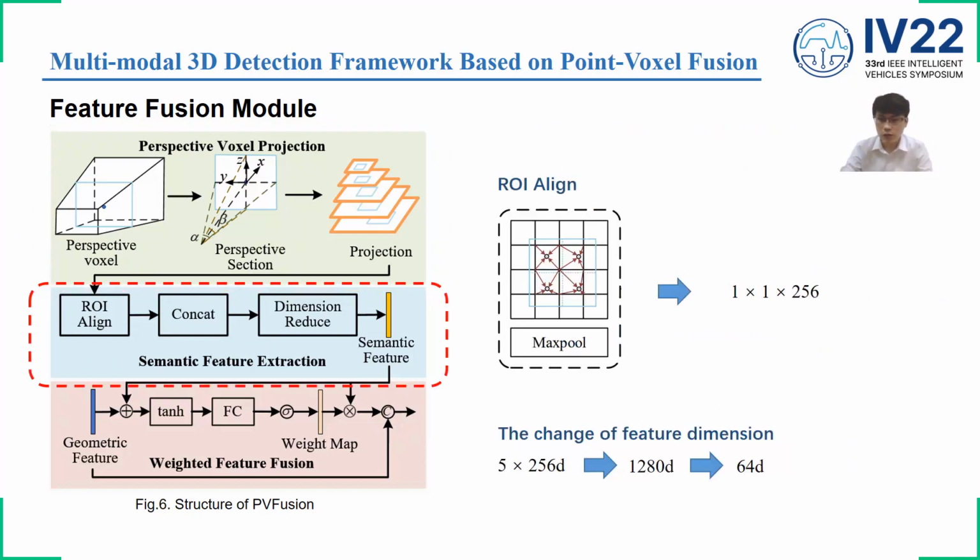To reduce the quantization errors, we use our line to extract the semantic feature of the ROI. We extract a 256-dimensional feature vector from each feature map and concatenate the image features obtained from all feature maps. Then a fully connected layer is used for dimension reduction, and the obtained 64-dimension feature is used as the semantic feature of the perspective voxel.